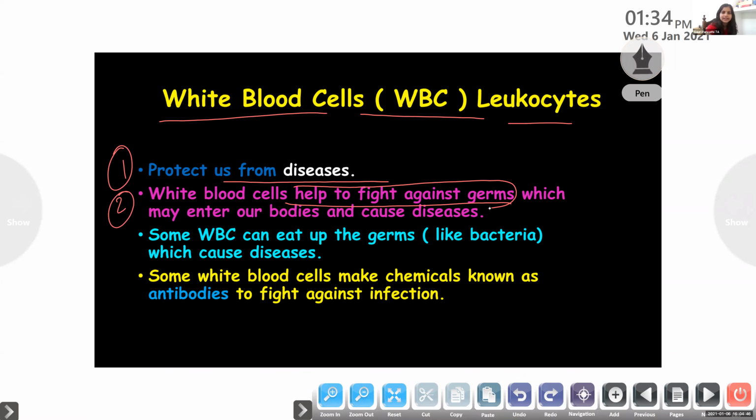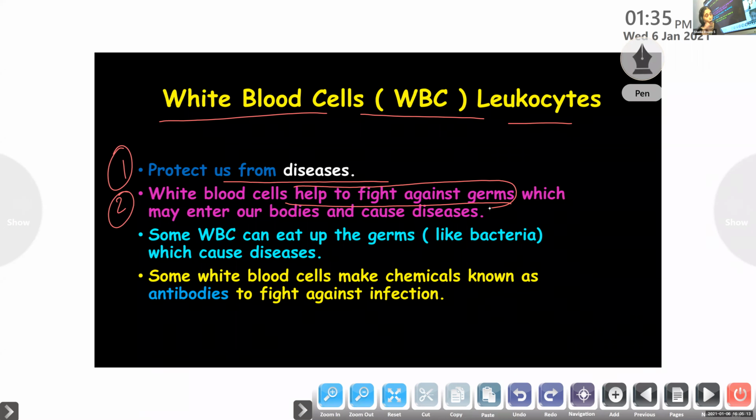Second point, these white blood cells help to fight against germs which may enter our bodies and cause diseases. So they help to fight against them. They may take the sword and all, and they may fight against the germs.